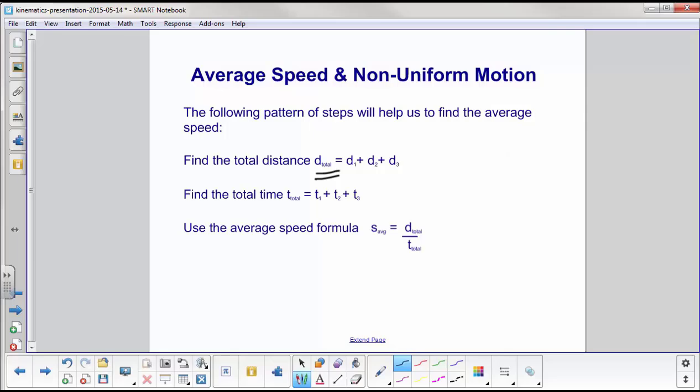Each one of those are the various distances you covered. Then your time total will be T1 plus T2 plus T3. Again, for each interval, interval 1 took you T1. And then to find the average speed, we're going to call that speed average, or S sub AVG, AVG stands for average, we take the total distance traveled divided by the total time.